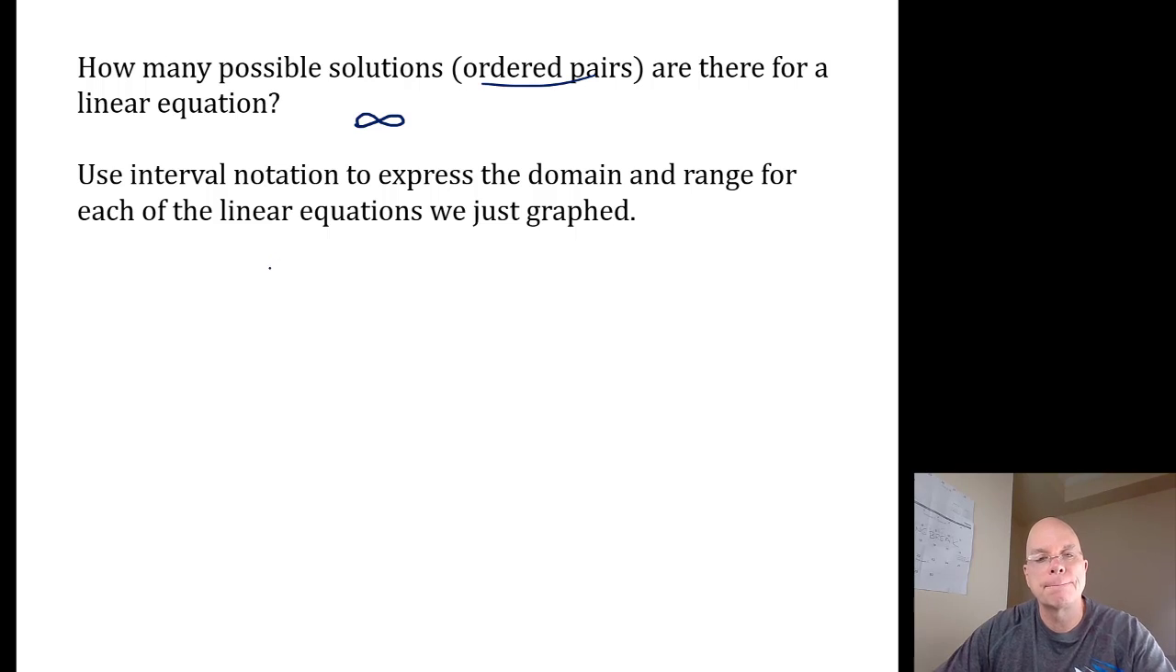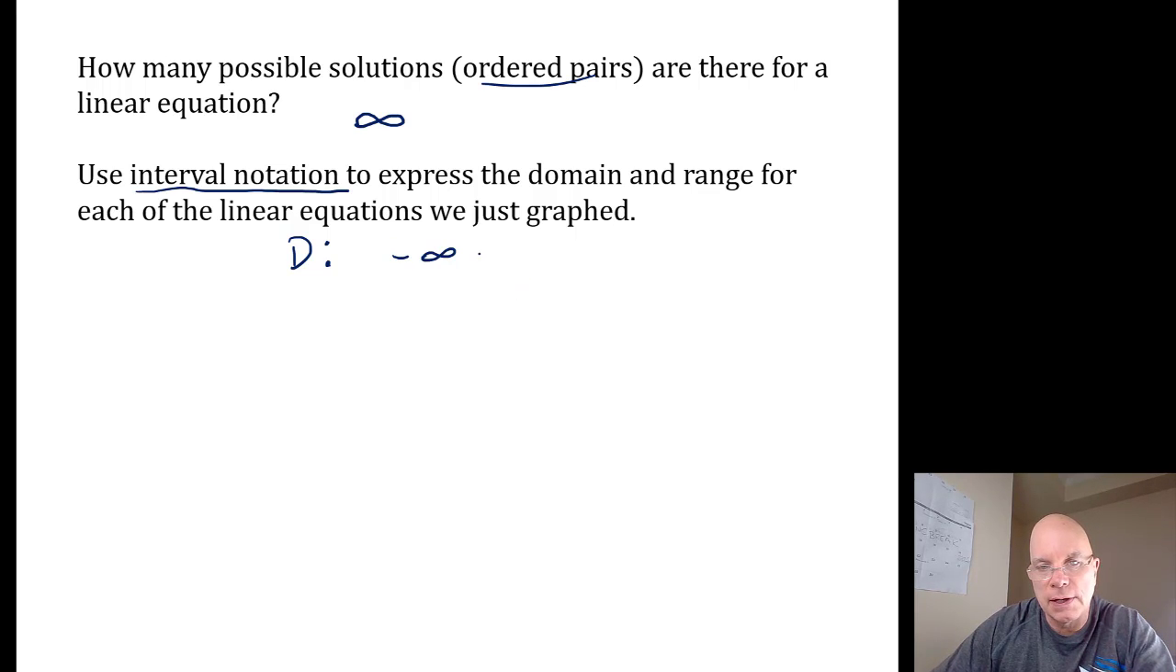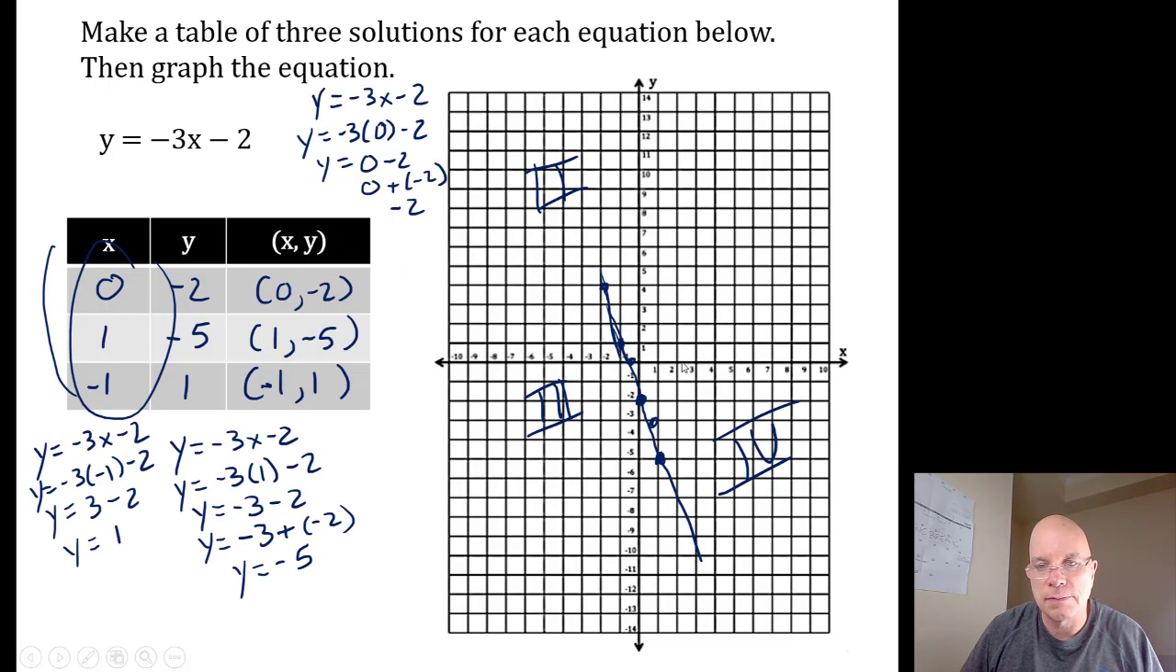Now we're going to connect this idea to inequalities, where we learned interval notation. The domain of any linear equation, wait, I better be careful about that. Let me think for a second. The domain certainly of any linear function is negative infinity to infinity. And we know infinity and negative infinity get parentheses. Let's go back and convince ourselves of that.